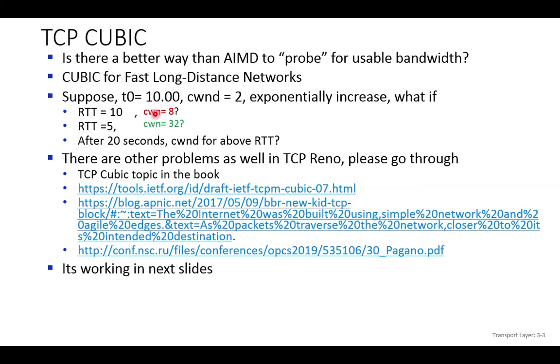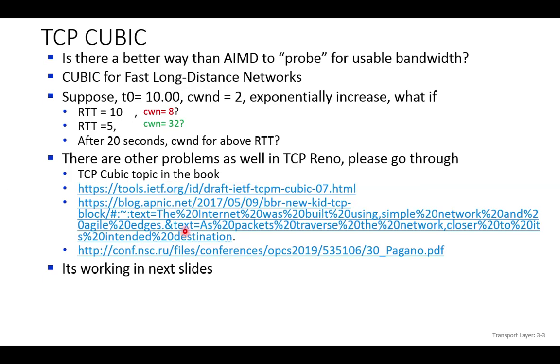So how to solve this problem? TCP Reno and TCP Tahoe work based on RTT. When the acknowledgement arrives, they increase the congestion window. So the congestion window is increased depending upon the received acknowledgements. So this is the problem, and there are some other problems as well.